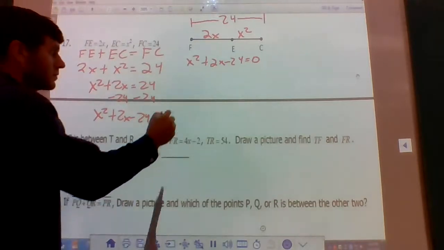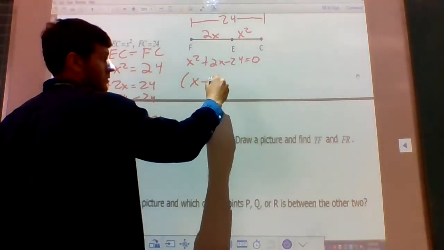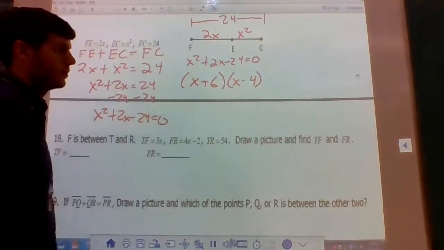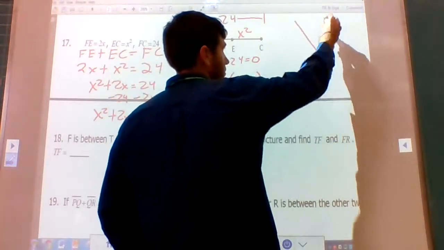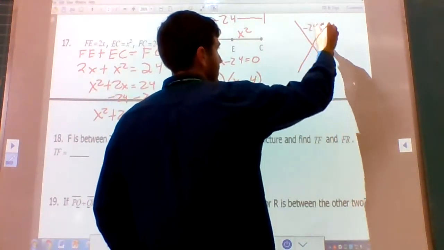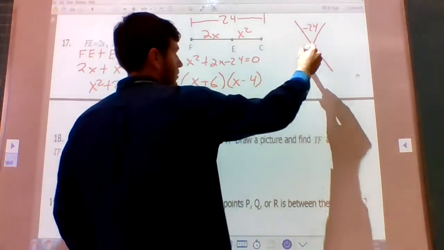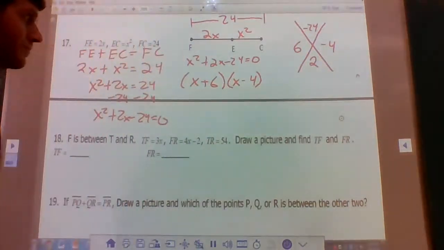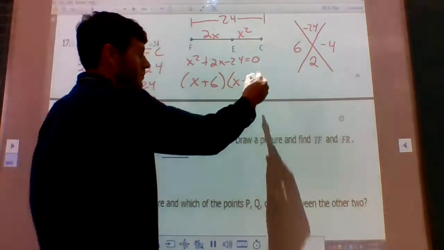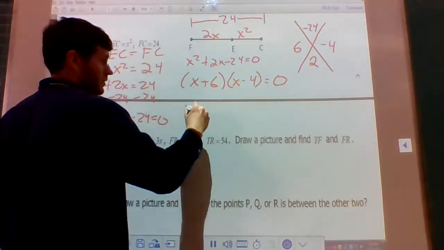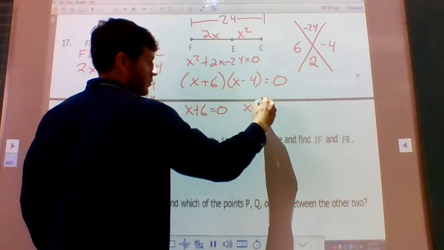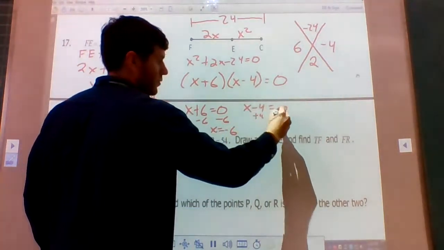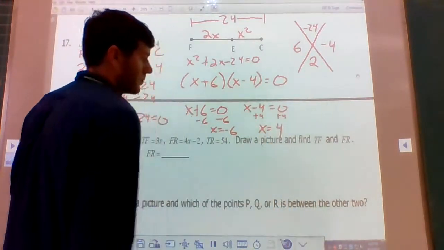So we need to factor. You guys use the x method, right? So you need something that's going to multiply to negative 24 and add to positive 2. So 6 and negative 4. We're going to add to positive 2, multiply to negative 24. So then we get x plus 6 equals 0 and x minus 4 equals 0. So you subtract 6, we get x equals negative 6. Add 4, x equals positive 4.